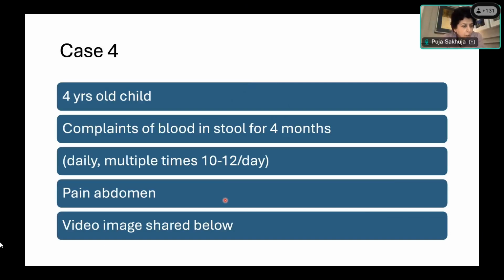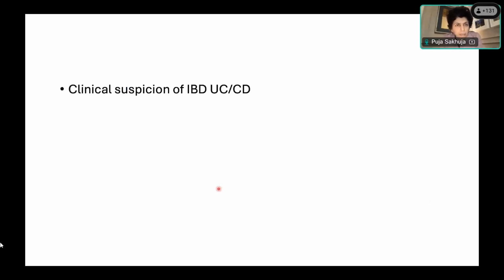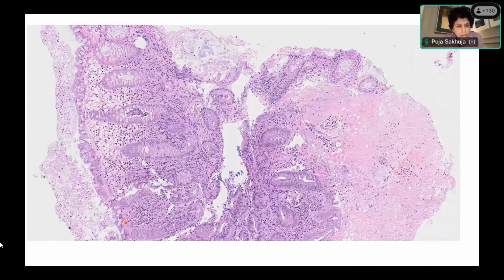Now, coming to the next case, which is a 4-year-old child with blood in the stool for 4 months, multiple times, 10 to 12 in a day, with abdominal pain, and a video image was shared with you. Clinical suspicion was of IBD, UC, or Crohn's disease. So basically, inflammatory bowel disease. And this is the video image.